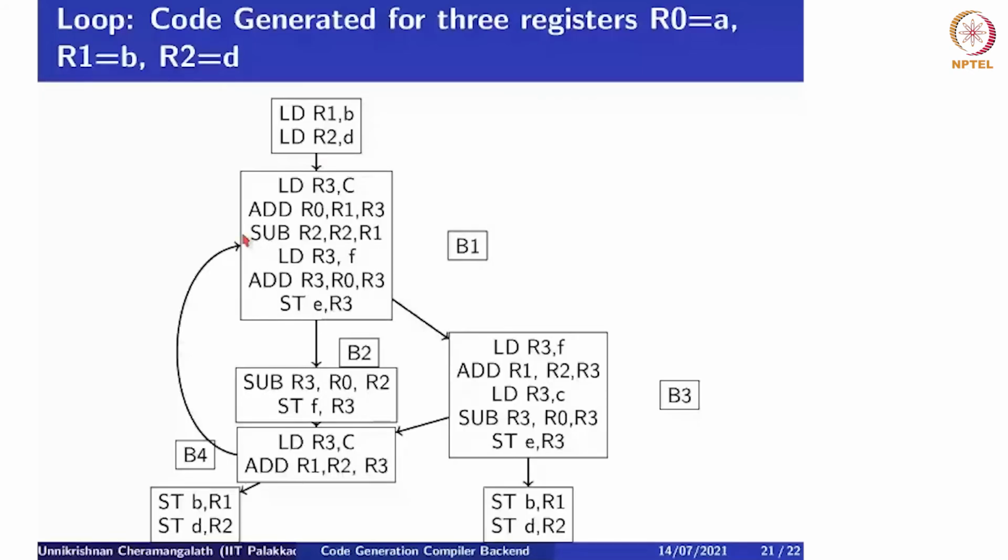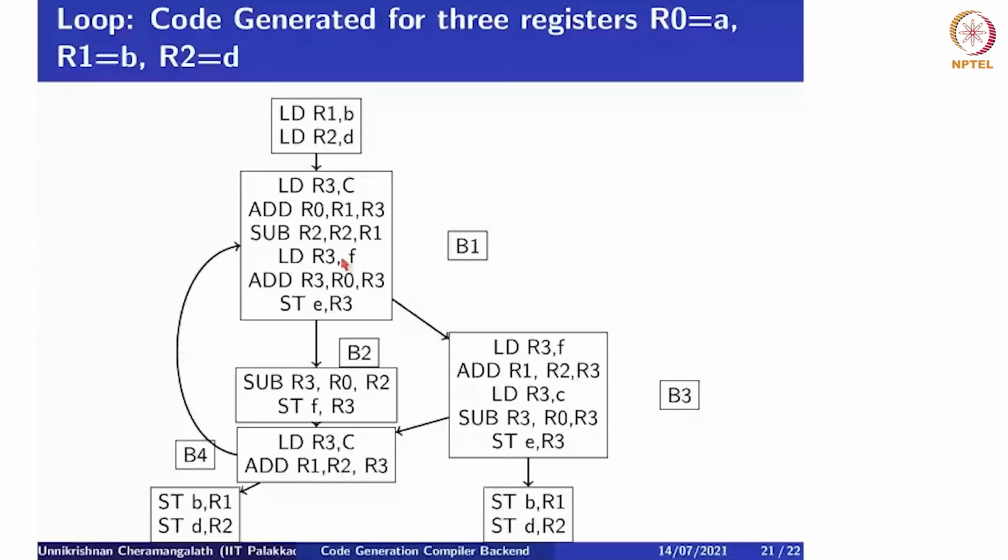So you load in R1 B and R2 D, then load R3 C, add R0 R1 R3, subtract R0 R1 R3. So whenever you have a variable which is not allocated to a register, you use R3. So here we are using 3 registers, and in addition, the total number of registers in the machine is 4. We are assuming a total of 4 registers are available. So the 4th register will be used just for loading one of the operands which is required for the operation.